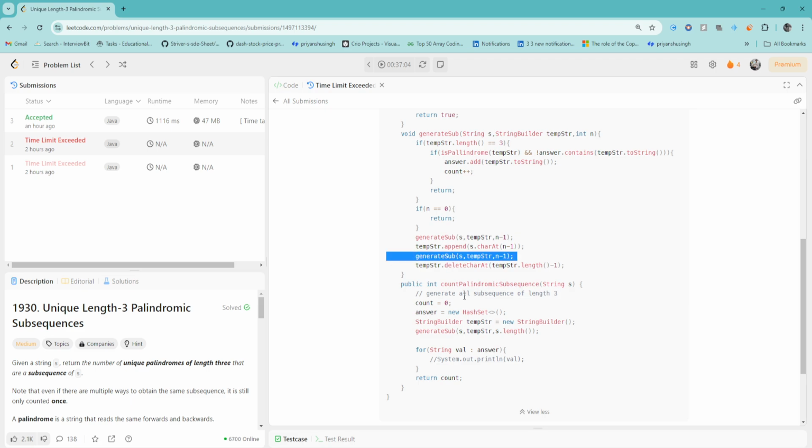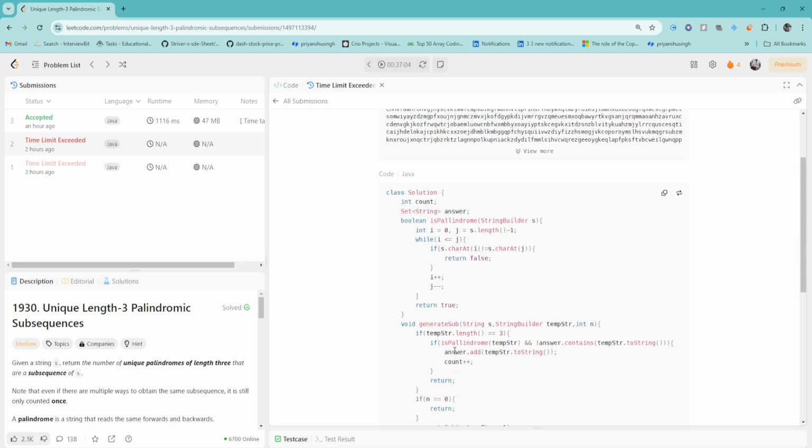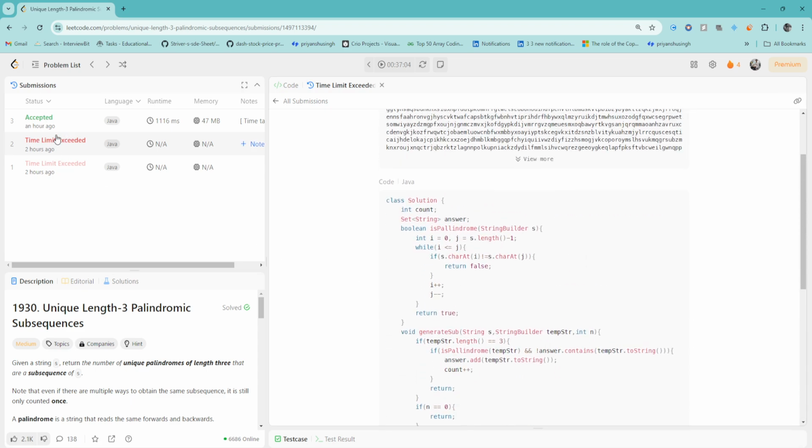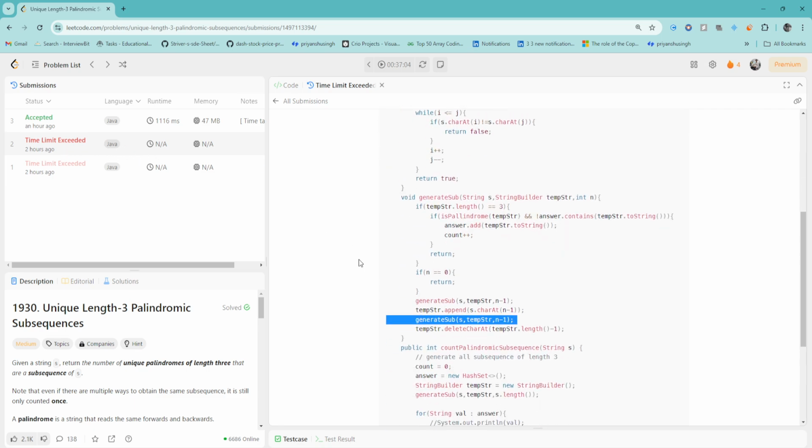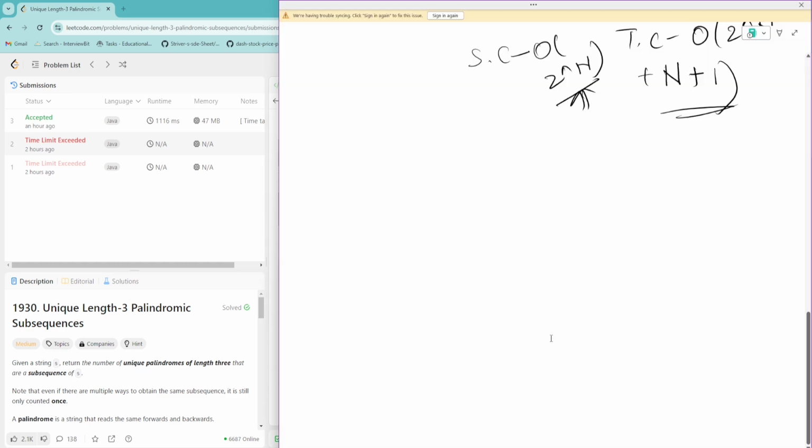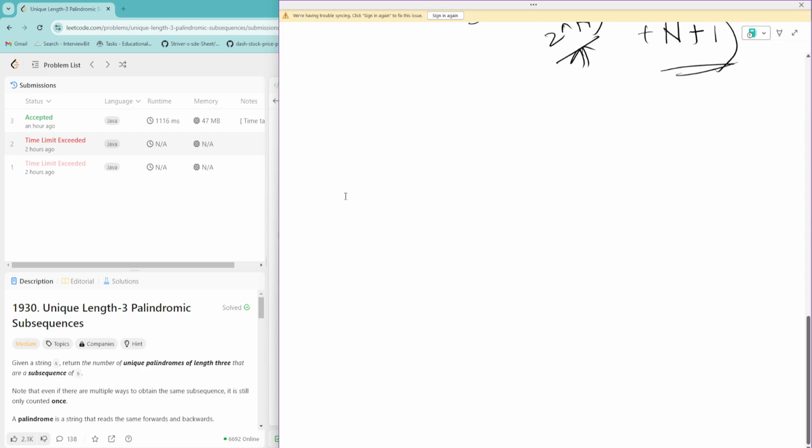Okay, now as you can see, this gives us the limit exceeded error, because it requires a time complexity of 2 raised to power n. So the better approach is using a prefix and suffix array.